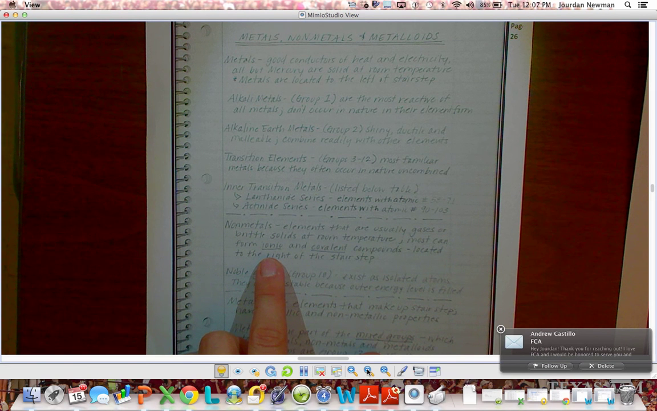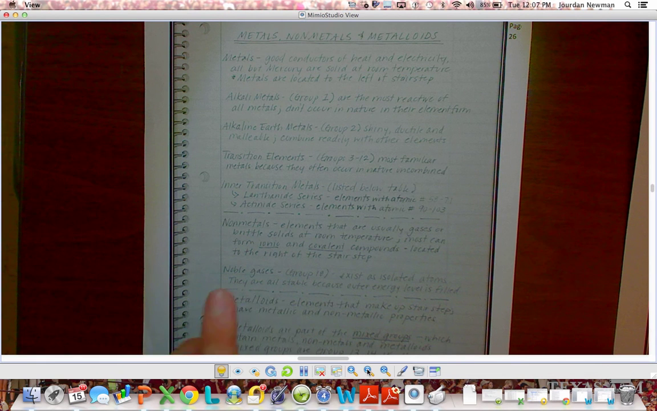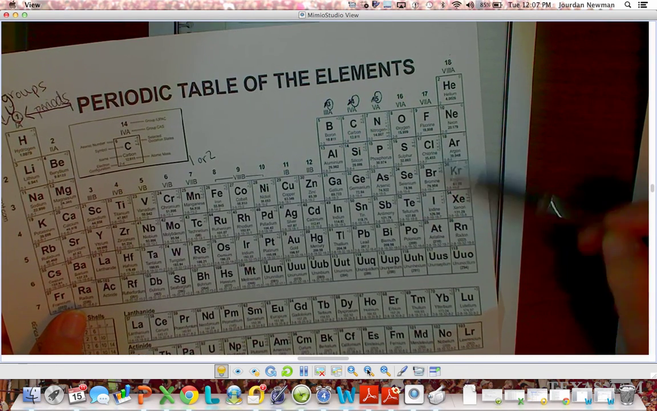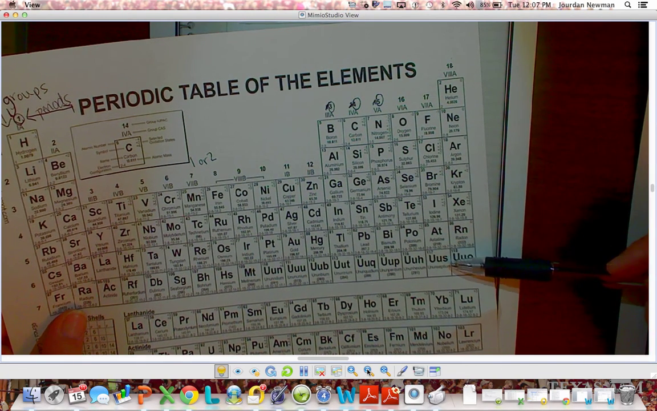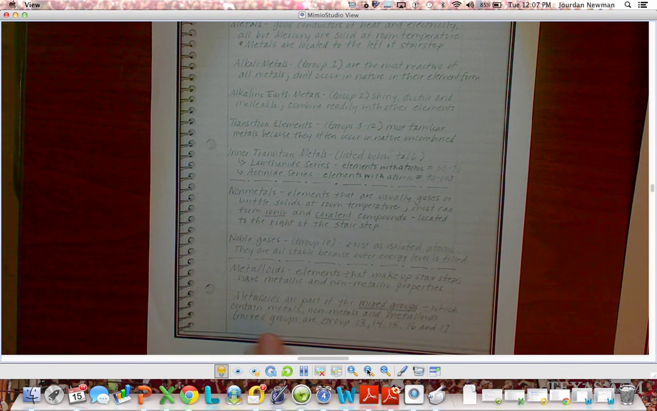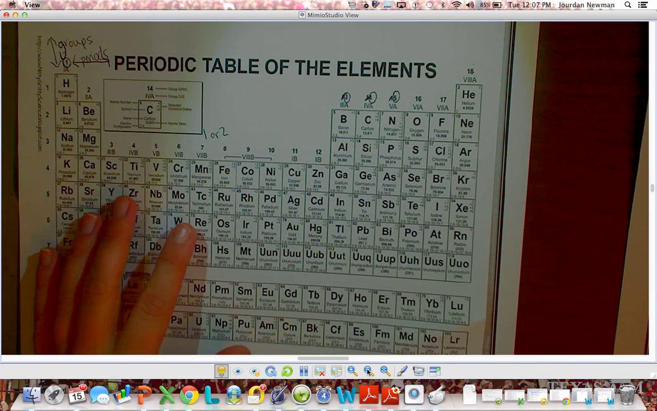Our nonmetals are usually gases, but some are solids, but they're not very good solids. They're brittle, which means they break easily. Our noble gases are group 18. We've already talked about why group 18 is special. Its energy levels are full, so it can't bond with anybody. And our metalloids are mixed. They have some properties of metals, some properties of nonmetals.